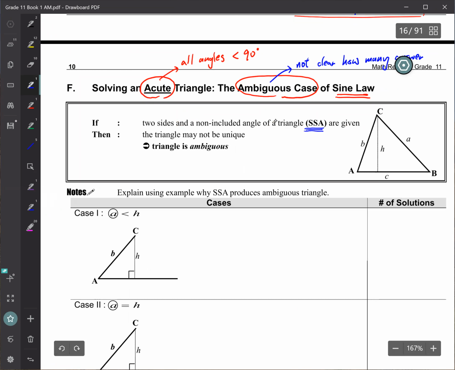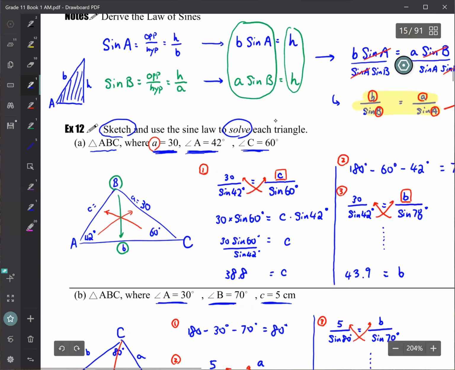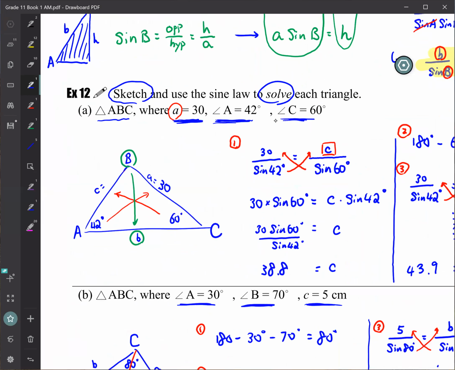ASS, what does that mean? So for example, let's look at the example here. They give you the angle 42. Let me use the highlighter. They give you angle C, and then they give you a side here. So if you go in order, in this case they give you angle, side.